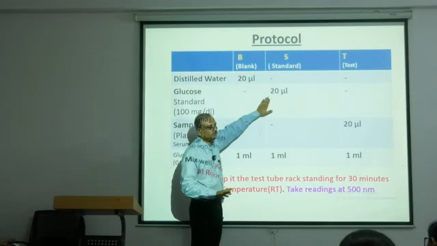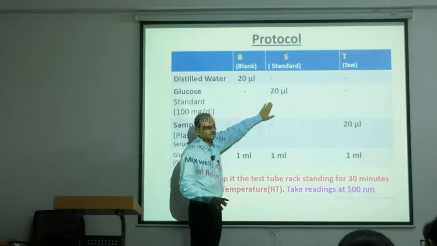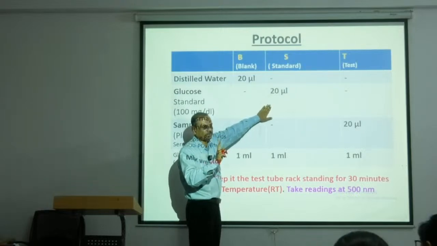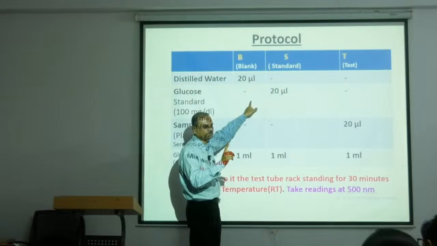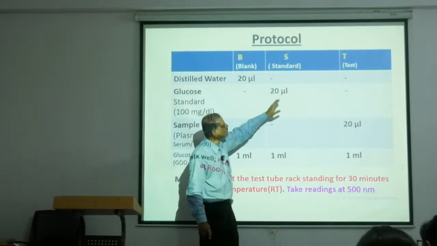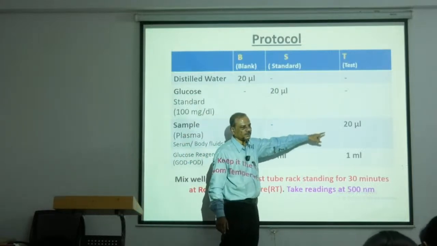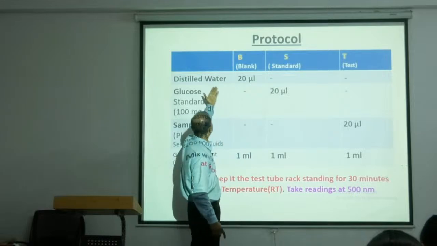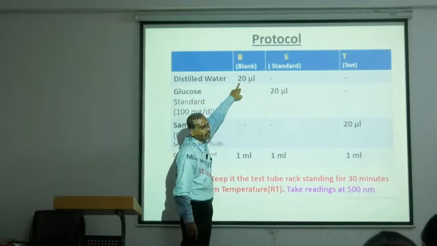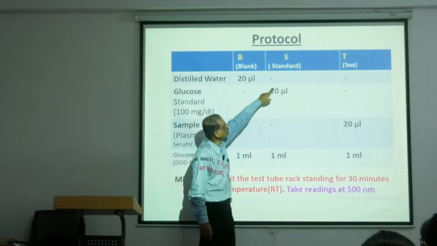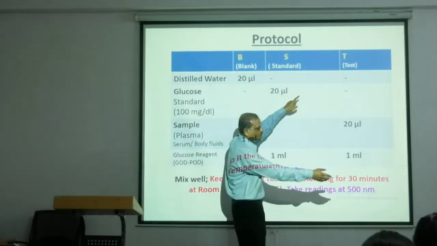And similarly for standard, you will use a dedicated micro pipette. Do not suck and then use this one, then it will be contamination. And there will be another micro pipette which will be for sample. And in the blank tube, you just see that you are taking only 20 microliter, but the rest, you are not taking anything.